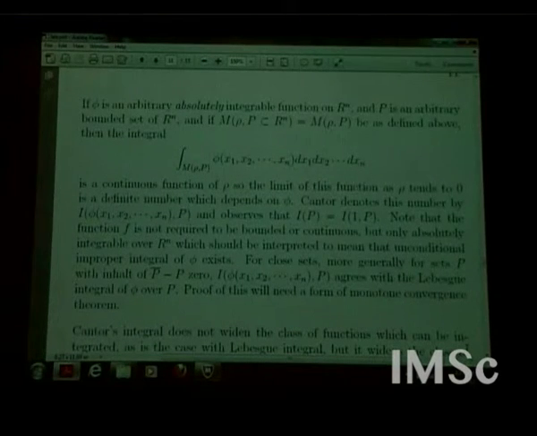If phi is an arbitrary, and he has the word absolutely in italics, absolutely integrable function in Rn, and p is an arbitrary bounded set in Rn, then what he does is cover that set with finitely many spheres or rectangles of radius rho, integrate over the union of those finitely many, and let rho go to 0. That is his integral. So we have just now defined m rho p: finitely many spheres of radius rho which cover p. Integrate the function phi over that set and let rho go to 0. That is basically the Riemann integral over that set. If phi is identically one, we will get the content of the set.